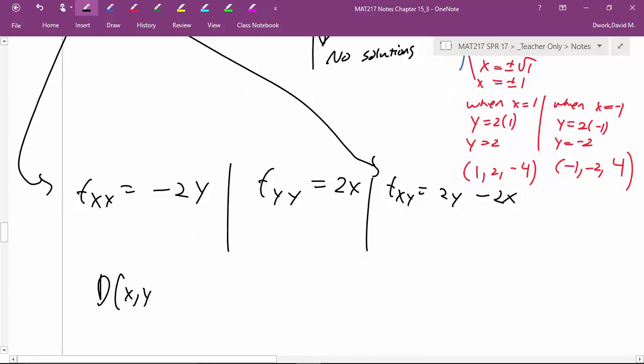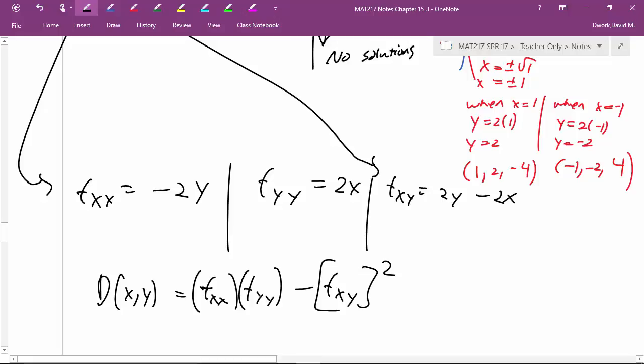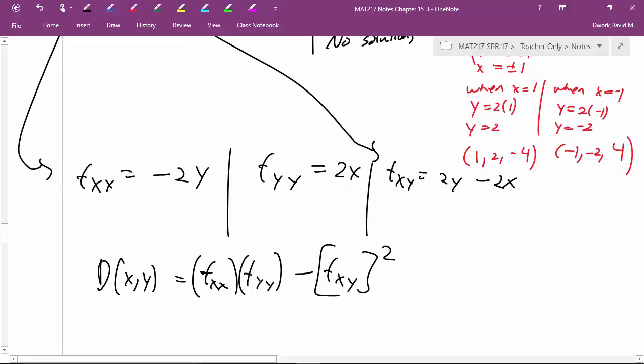So D of x,y is equal to the second derivative with respect to xx, times the second derivative with respect to yy, minus the derivative with respect to xy squared. And I need to test it at both of these points. The first one I'm going to do is the derivative at 1, 2. In my first equation, everywhere I have an x, I'm going to replace it with 1, and everywhere I have a y, I'm going to replace it with a 2.